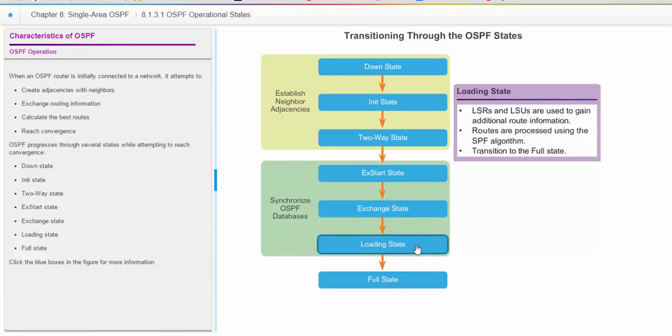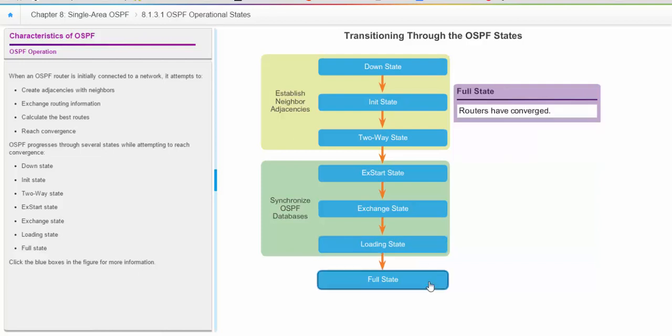Then you have your LSRs, and then your LSUs are used to gain additional route information. Your routes are processed using the SPF algorithm and transition to the full state. Once we're at a full state, your routers have now converged. But this happens very quickly on our systems.